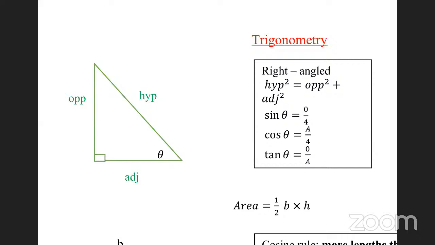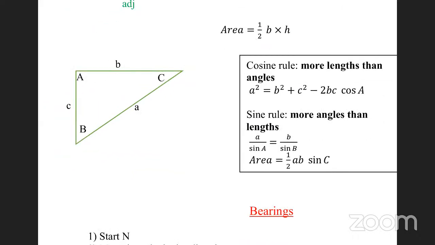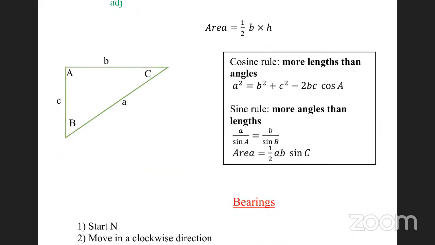Next, area of a right angle triangle is half of base by height. That's for a right angle triangle. Normally, right angle triangles are not the problem. The problem is the non-right angle. So how do we know when to use the non-right angle triangle rules?